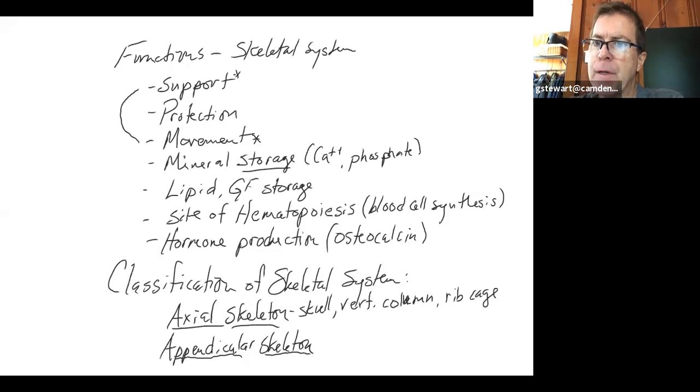And then appendicular gets its name from appendages. So think of mostly arms and legs, but it also includes shoulders and hip joints as well. So I'm just going to write upper lower limbs.